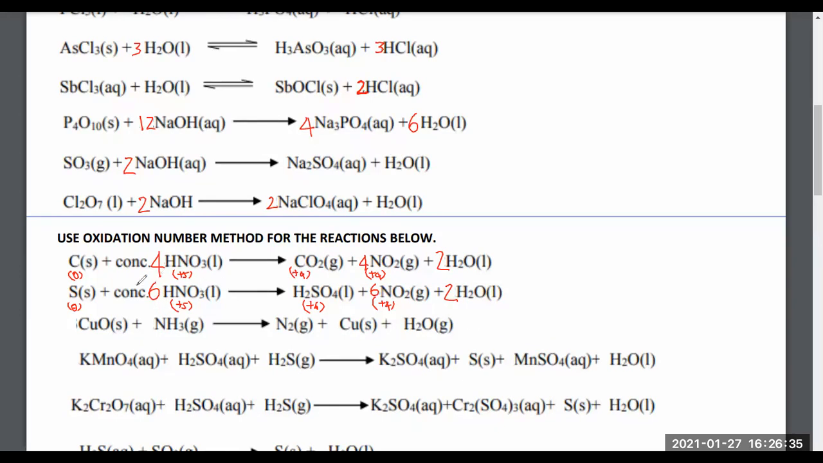6 into 3, we have 18 on the left side. 4 plus 12 plus 2, 18 on the right side. Done. Copper oxide reacting with ammonia.